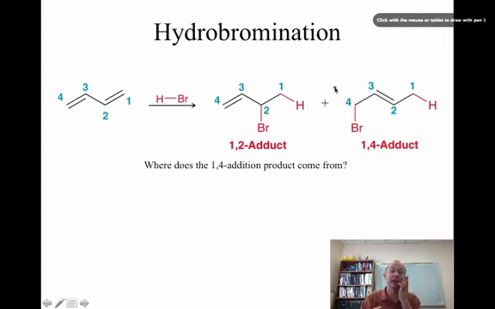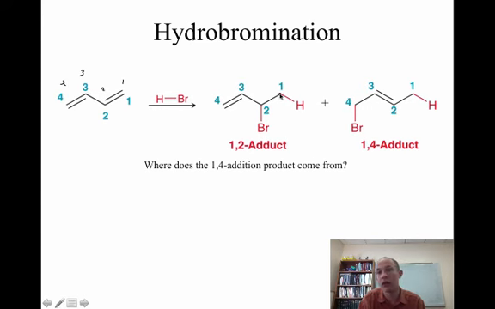So we have different names for these. Since we can number these carbons 1, 2, 3, 4, we call this the 1,2 adduct or the 1,2 product because the hydrogen and the bromine added to carbons 1 and 2. We call this the 1,4 product because the hydrogen added to carbon 1 and the bromine added to carbon 4. So what you're asking yourself probably is, where did the 1,4 addition product come from? And that's what I'll show you in the next slide.